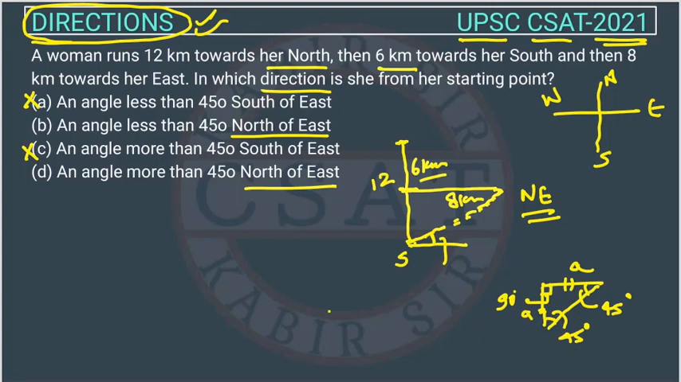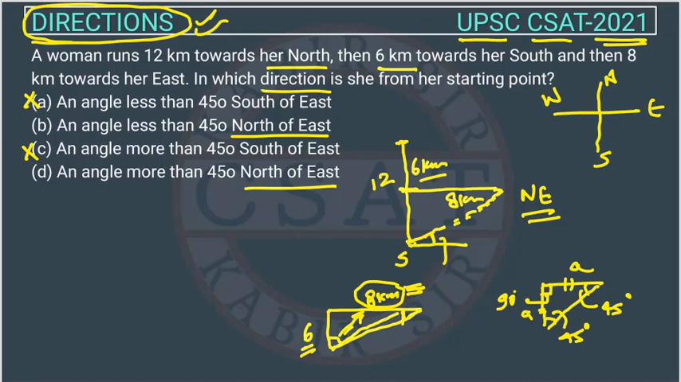Now in this diagram, what is happening? This is 8 km and this is 6 km, right? And this is a figure. So the angle in front of this side, which is 8 km. There is a concept in mensuration that the angle in front of the greater side is greater. So this is the greater side, so the angle in front of it will be greater. This is the smaller side, so the angle opposite to it will be smaller.